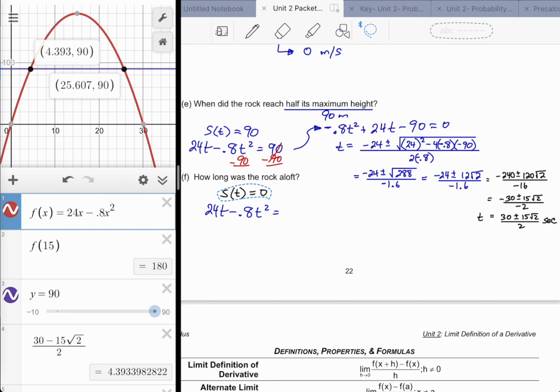Now, for this one, and it only kind of works out because the object was launched from ground level. But when that happens, and you have full symmetry, once you've identified the maximum, so you know how long it takes to reach its maximum, if it's symmetrical, then you know that it would take that same amount of time to go from the maximum back down to the ground level.